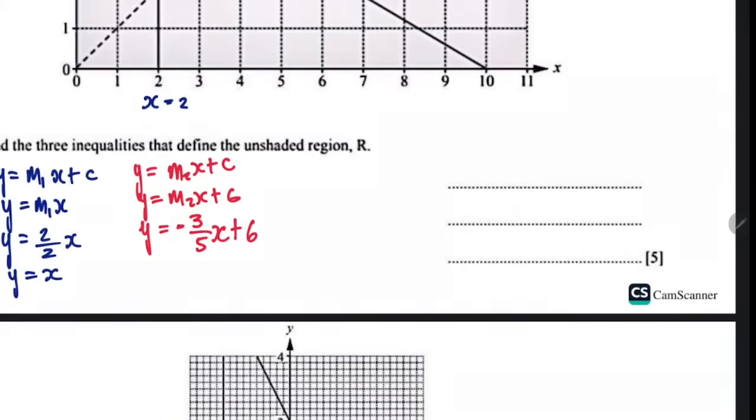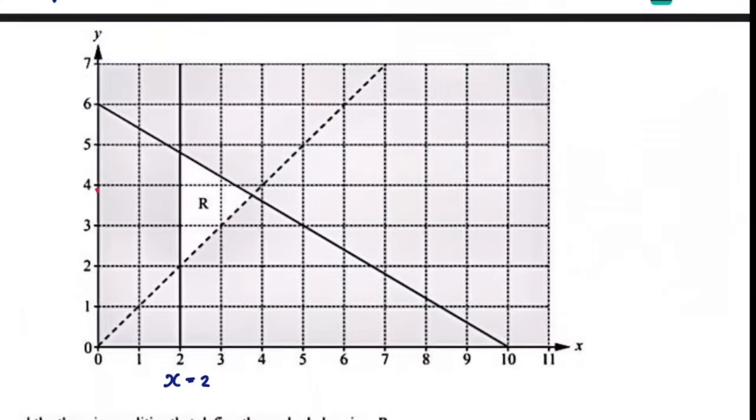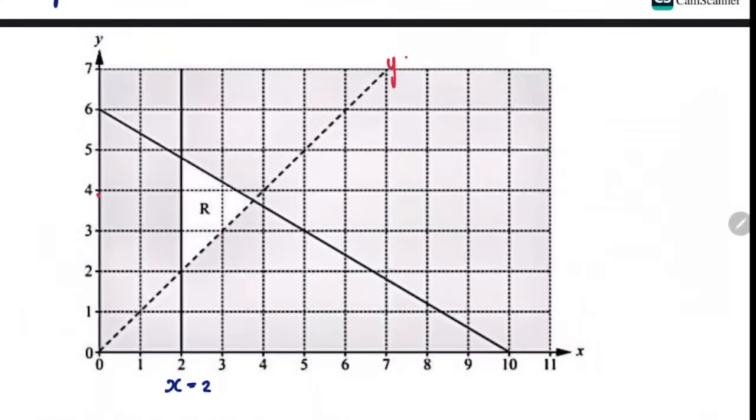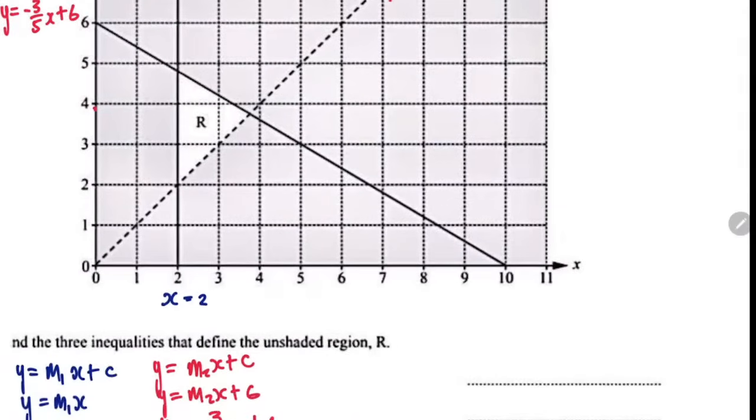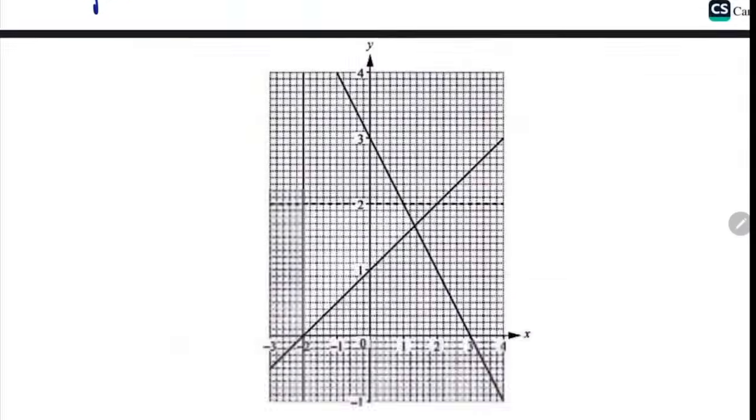This becomes your equation. So you write here, this is y equal to x. This is x equal to 2. Then this one we got is y is equal to negative 3 over 5x plus 6. So that's so easy.